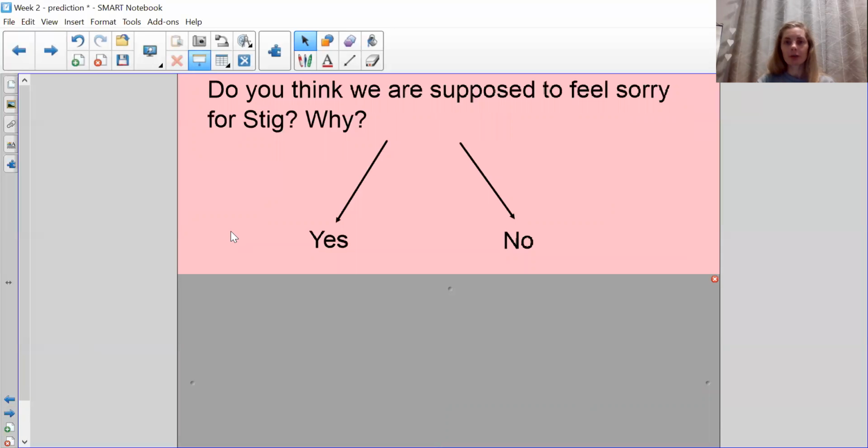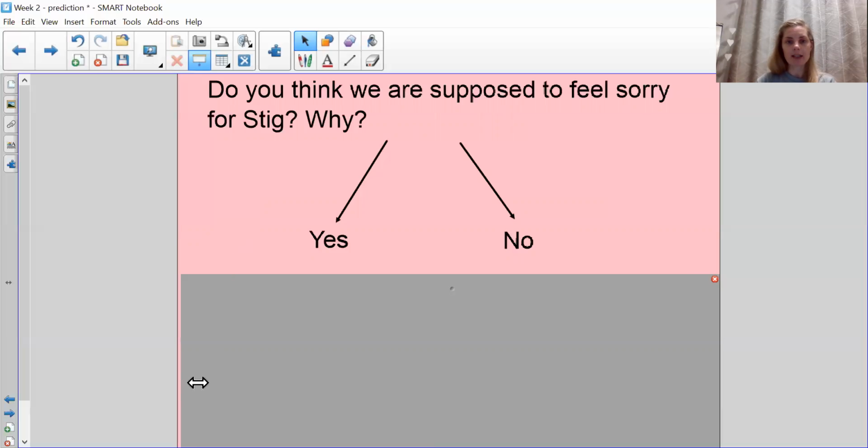So, how do you feel about Stig, and do you feel sorry for him, and what would be the reasons why? I would like you to think about both opinions, yes and no. So yes, you feel sorry for Stig. Why would you feel sorry for him? Or no, you don't feel sorry for Stig. Have a think about why one wouldn't feel sorry for him, especially through the eyes of Barney. Barney doesn't really feel sad for Stig. In fact, he feels quite the opposite. So why do you think we would or wouldn't feel sorry for Stig? Have a go at jotting down some ideas, and if you need to pause the video, please do so.